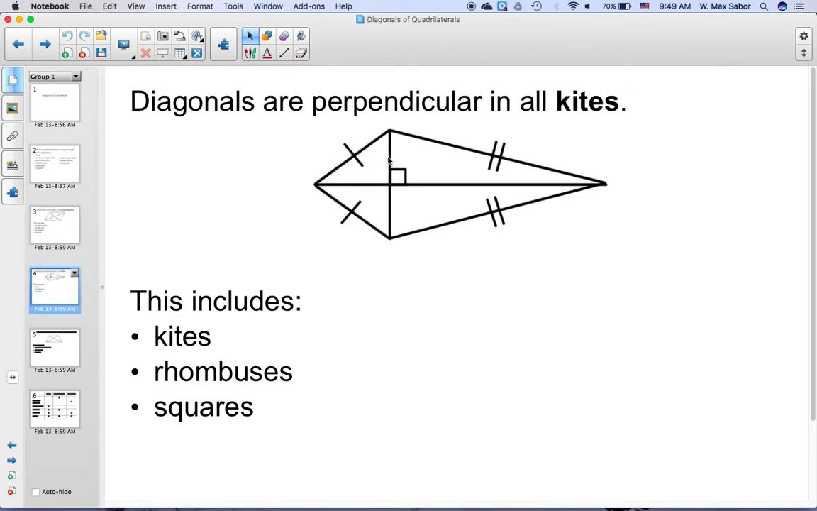In a kite, the diagonals are perpendicular. This includes kites, of course, but rhombuses and squares are also types of kites because there are two pairs of adjacent congruent sides. Perpendicular means, again, that they meet at a 90-degree angle. Here you see a kite, and the diagonals will be perpendicular.